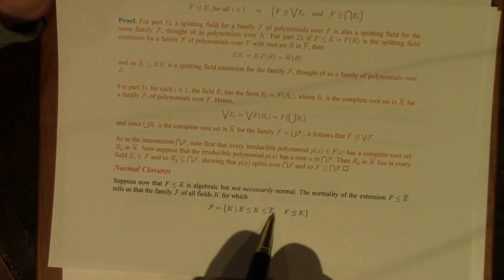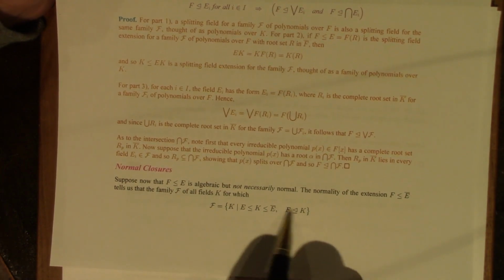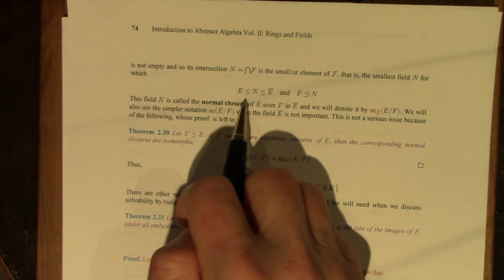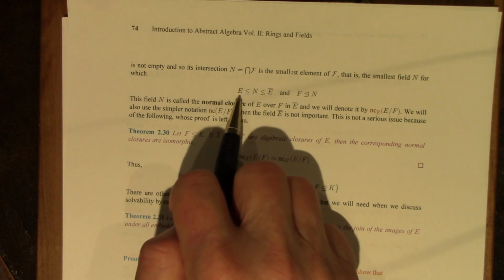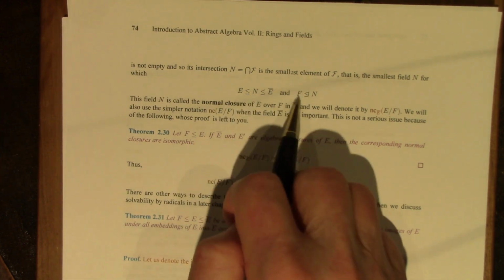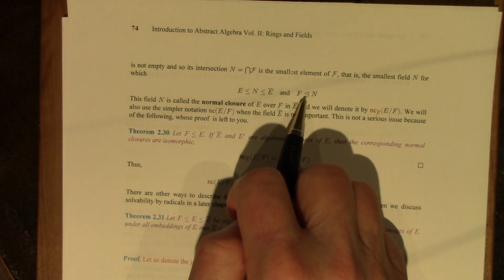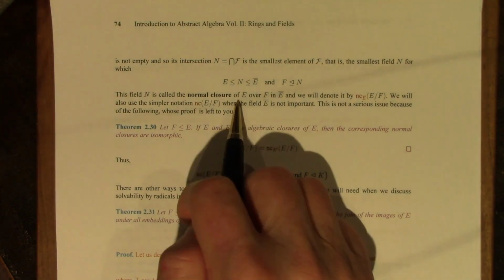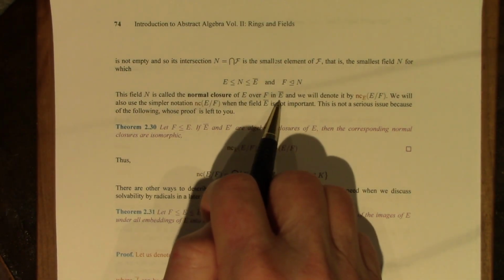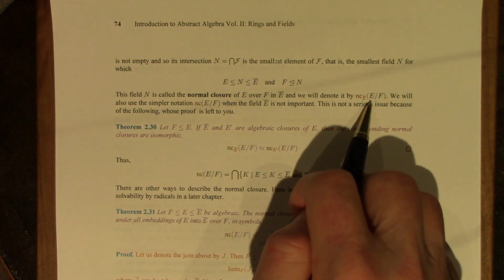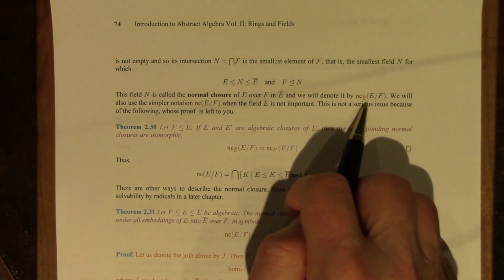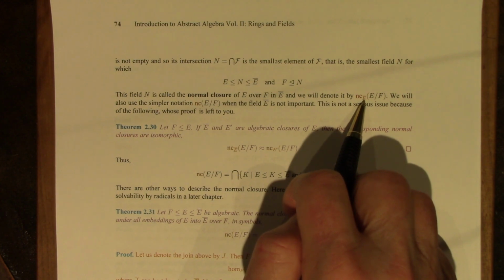Being an intermediate field here is closed under intersection, and being normal over F is closed under intersection. So N is the smallest field intermediate between E and E bar and normal over F. This field, N, is called the normal closure of E over F in E bar. And I will use this notation. I imagine there's a variety of notations, but this one seemed reasonable. I'm generally going to drop the subscript E bar here.